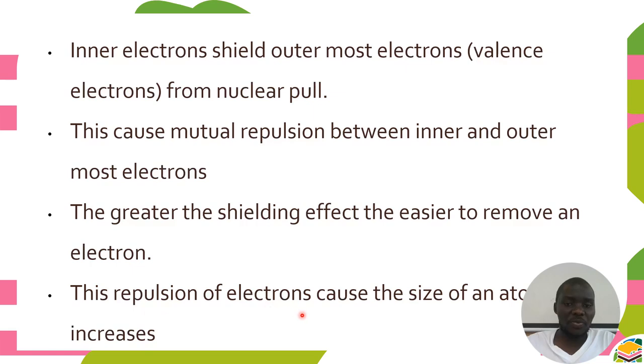The repulsion of electrons causes the size of an atom to increase. How does that work? We have said that if they have the same charge, they are going to repel. If they repel, the outermost energy level will be extended outward. If it is extended outward, the size of the atomic radius increases.